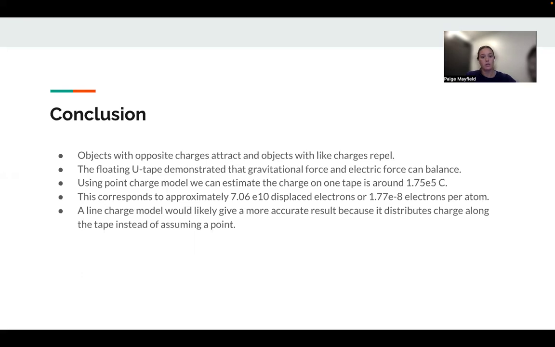e to the 5. This corresponds approximately to 7.06 e to the 10 displaced electrons, or 1.77 e electrons per atom. A line charge model would likely give a more accurate result because it distributes charge along the tape instead of assuming a point, even though the other model is easier to compute. It doesn't give you as accurate of an answer. So this experiment connected our hands-on observations to fundamental physics concepts and gave us practice modeling real systems with simplified and more accurate approaches.